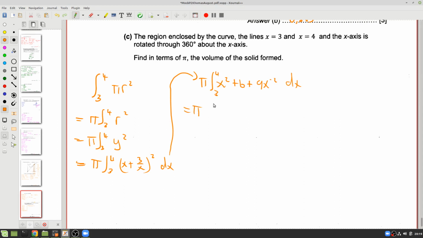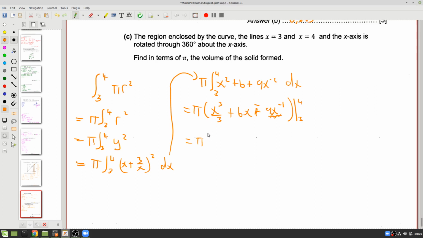So the next step is we actually do the integration. If we integrate this, x to the power 3 over 3 plus, and 6, if we integrate 6, we get 6x. If we integrate this, we get 9x to the power negative 1 divided by negative 1. So divided by negative 1 just means we can change this sign into a negative. Alright, there we go. And we want to do that from 3 to 4. That's what we're going to substitute in.